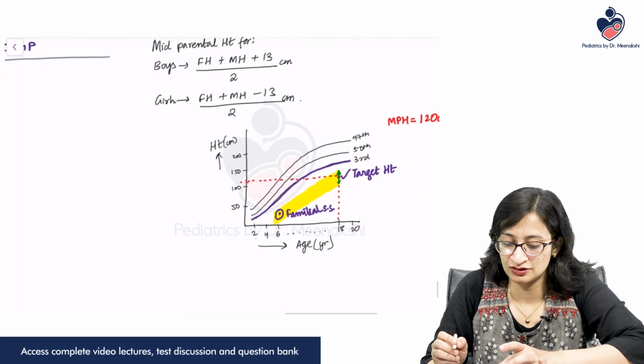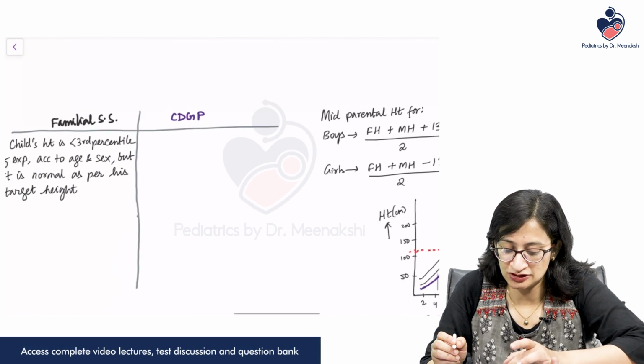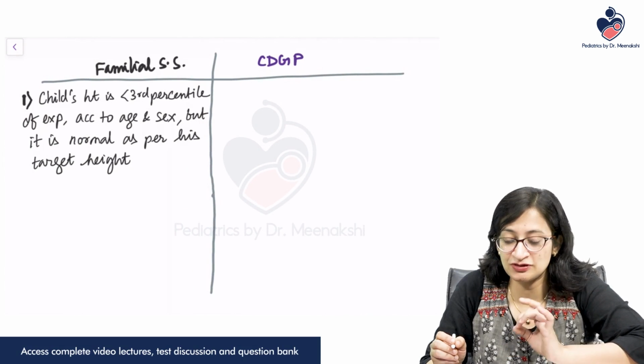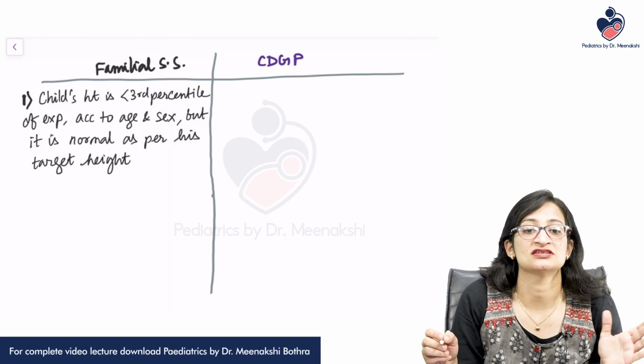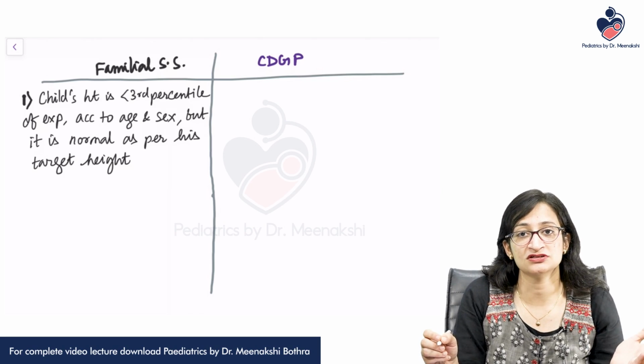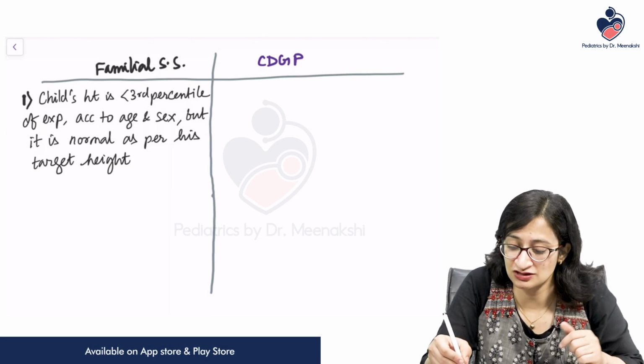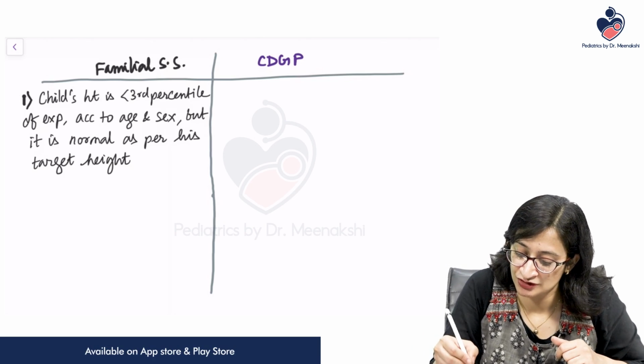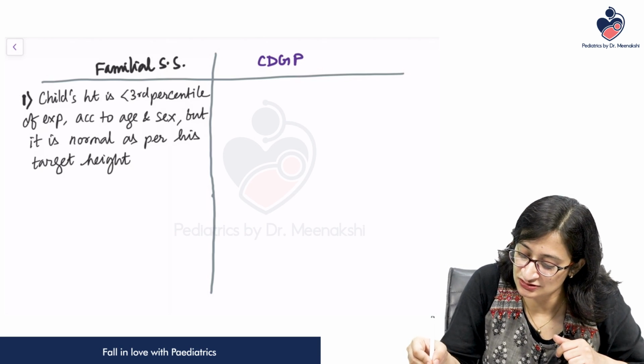Okay. Now, coming back to familial short stature versus CDGP. So, familial short stature, we said that the child's height is less than third percentile of expected according to age and sex, but it is normal as per his target height. What about CDGP? So, in CDGP, what happens?